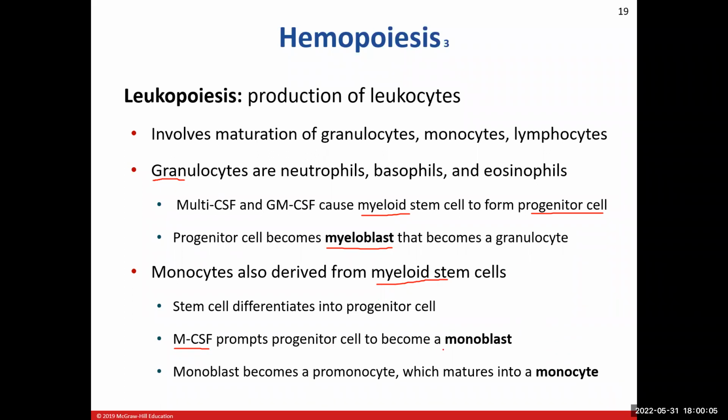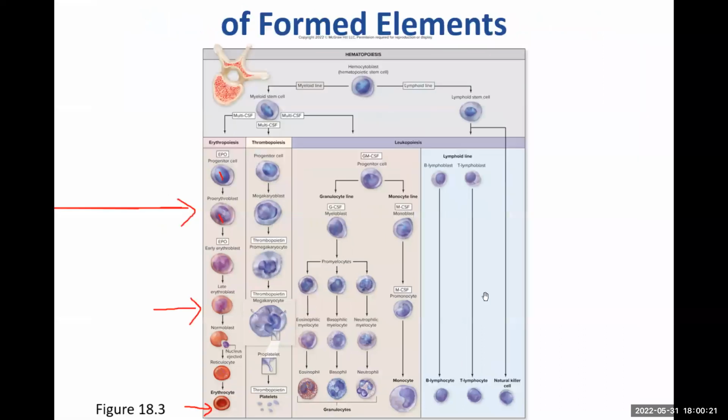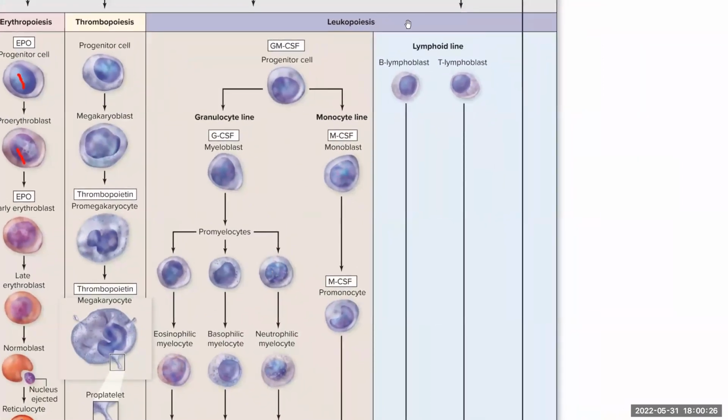And we're going to start off with the monoblast, which will eventually give us a monocyte. A monocyte is the blood circulating form of a macrophage. So I'll show you. Zoom in here. All right, so here's our leukopoiesis here.